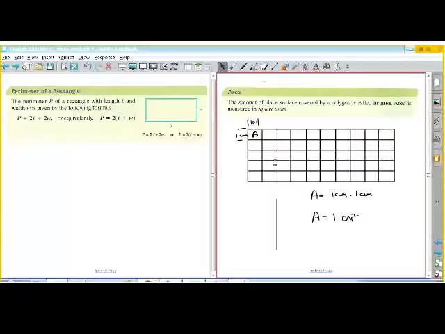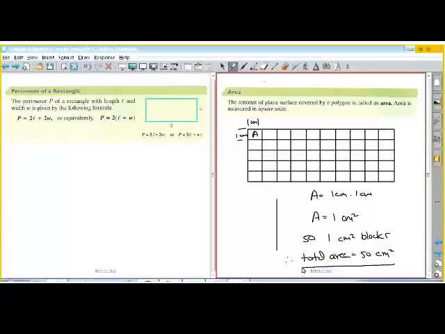So the total area is just all these little 1 centimeter blocks added together. All I really have to do for a rectangle is count the number of blocks. So I'd go 1, 2, 3, 4, 5, 6, 7, 8, 9, 10. So there's 10 that way, and 1, 2, 3, 4, 5. So I could say there are 50 1 centimeter squared blocks. Therefore, the total area is 50 square centimeters.